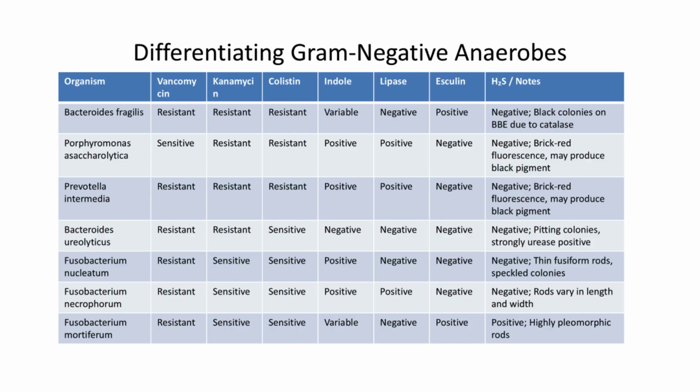Fusobacterium necrophorum is resistant to vancomycin, sensitive to kanamycin, and sensitive to colistin. It is indole positive, lipase positive, esculin negative, and hydrogen sulfide negative. Its rods vary in length and width. Finally, Fusobacterium mortiferum is resistant to vancomycin, sensitive to kanamycin, and sensitive to colistin. It is variable with indole, positive for esculin, and positive for hydrogen sulfide. Morphologically, it presents as highly pleomorphic rods. The antibiotic patterns, vancomycin, kanamycin, and colistin, along with indole, lipase, esculin, and hydrogen sulfide reactions are essential in distinguishing these gram-negative anaerobes in the lab.